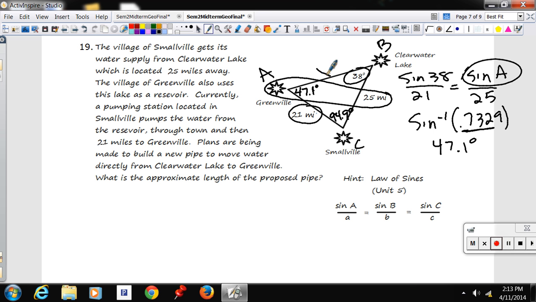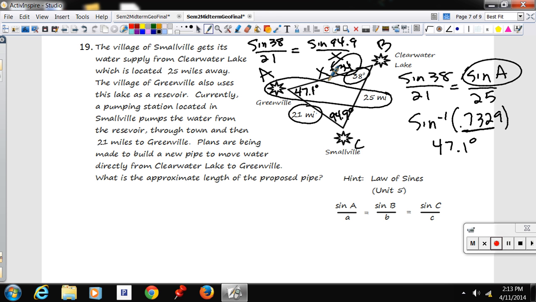And now I can solve for x. So I'm going to do the sine of 38 over 21 again, because that doesn't have any decimal. Sine of 38 over 21, and I'm going to do the sine of 94.9 over x. Again, multiply your diagonals. This time you don't do an inverse because you're just solving for the side. And you're going to get 34 miles. So that one will round off to 34 miles.